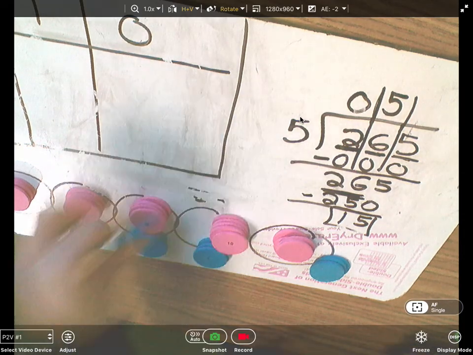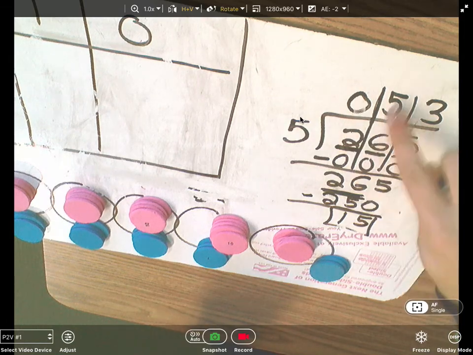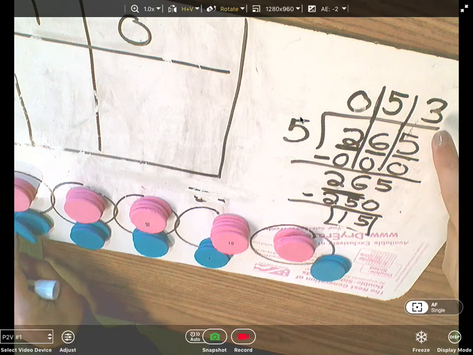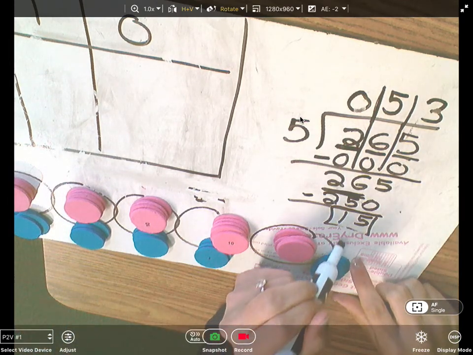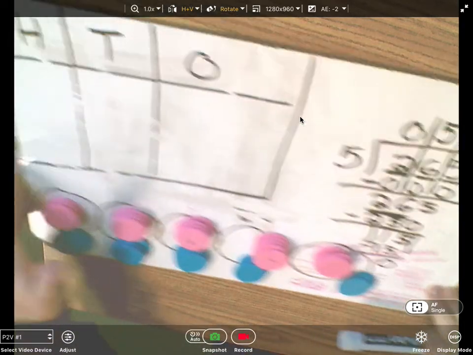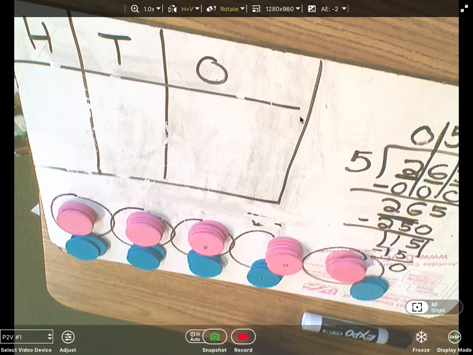Give out my 3 ones, and then look up here. That means I've given everybody in my ones place. This is my hundreds, tens, ones. I've given everybody 3 ones, 3, 3, 3, 3, 3, and I've given them 5 times. And I know that 3 times my 5 groups is 15. So I've given away 15. And look, I have no chips left over. I have none on my place value chart, and everybody has the same. That means that I'm done. I don't have a remainder.